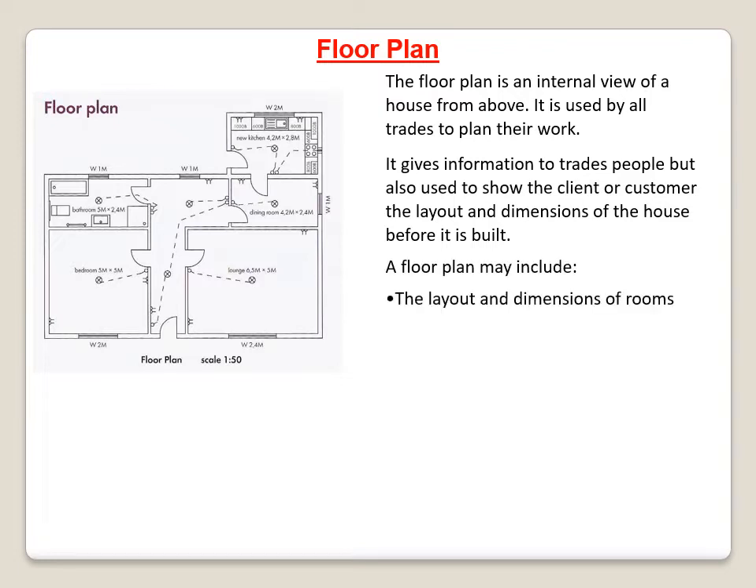A floor plan may include the layout and dimensions of the rooms. So here you can see you have lounges, you have bedrooms, you have bathrooms, kitchens, etc. The position and sizes of windows and doors. In this floor plan, you can see the doors are shown as a symbol where the door swings open. And you have the windows, which are in the walls.